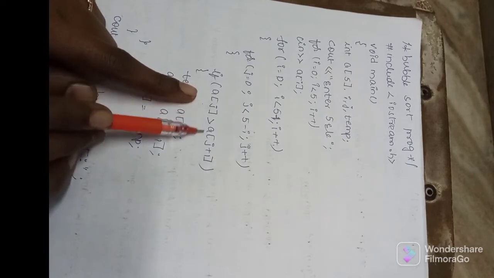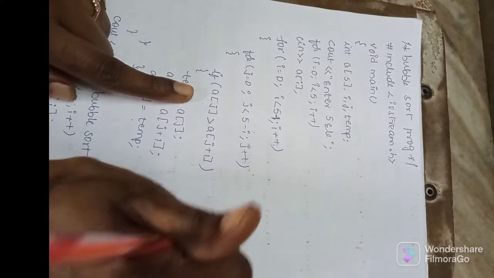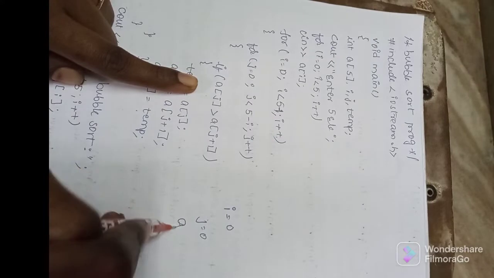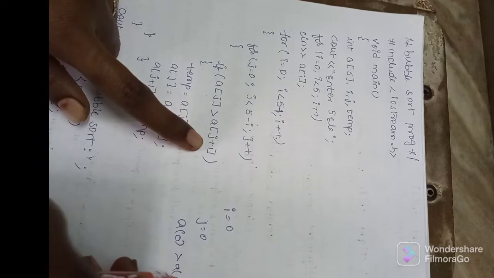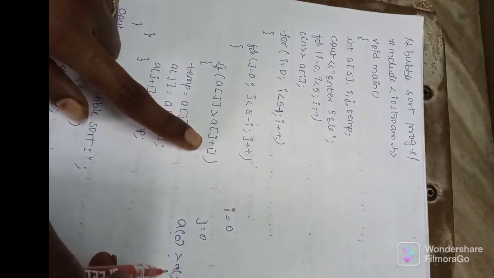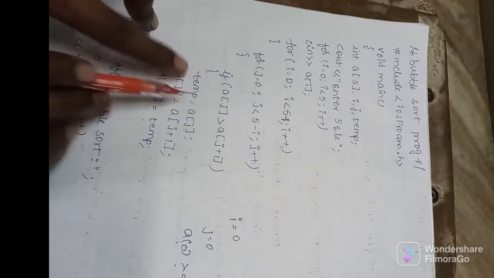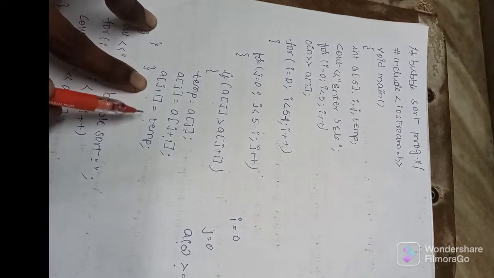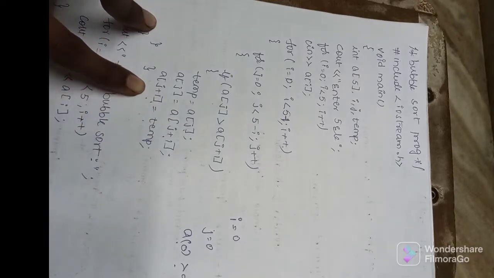Next, if a of j gets compared with a of j plus 1, that means initially i is 0 and j value is also 0. If the a of 0th position element is greater than a of j plus 1, in the sense a of 1, then by considering a temporary variable, I am copying a of j to temp, a of j plus 1 to a of j, and temp to a of j plus 1. That means I am interchanging the values of a of j and a of j plus 1, not the positions.